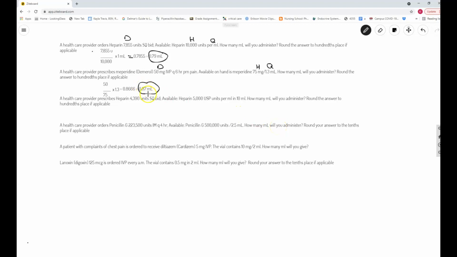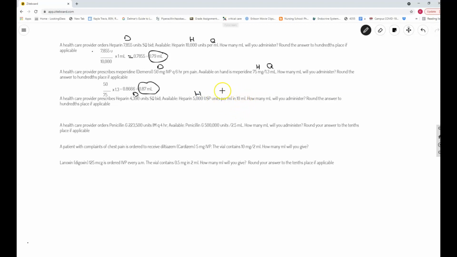So I'm giving 0.87 mils to this patient with this order. Okay. Now, next problem. A healthcare provider prescribes heparin 4,390 units. So that's my desired, sub-Q BID. We have available heparin 5,000, so that's what I have, per mil in 10 mils.